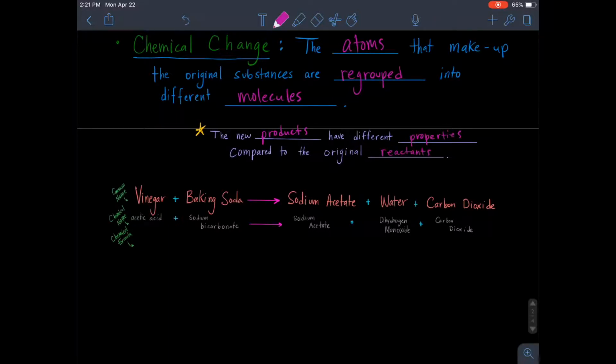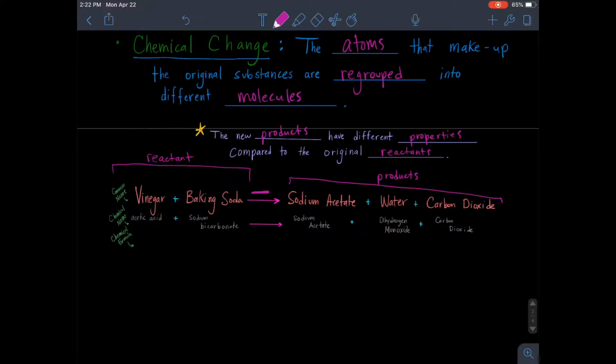So I say the new products and the original reactants because whenever you look at a chemical equation, the left side of this arrow right here, we call these things the reactants because when they are mixed together, they react. And then after they react, they create a product. So you can think about it like if you go to a store, you buy the products. Those are things that are made. And so whatever's on the right side of this arrow right here, those are called products.